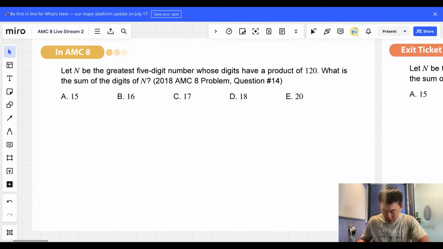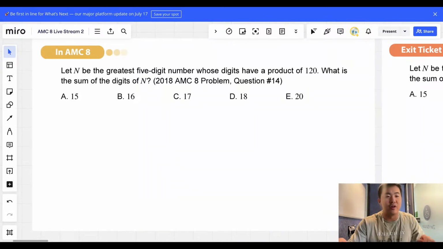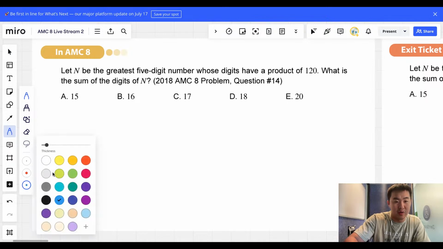Okay, good. Now, here comes the first problem. Let me plug in my charger. Okay, good. So where's my pen? Okay, my pen's right here. Good. I will take blue.